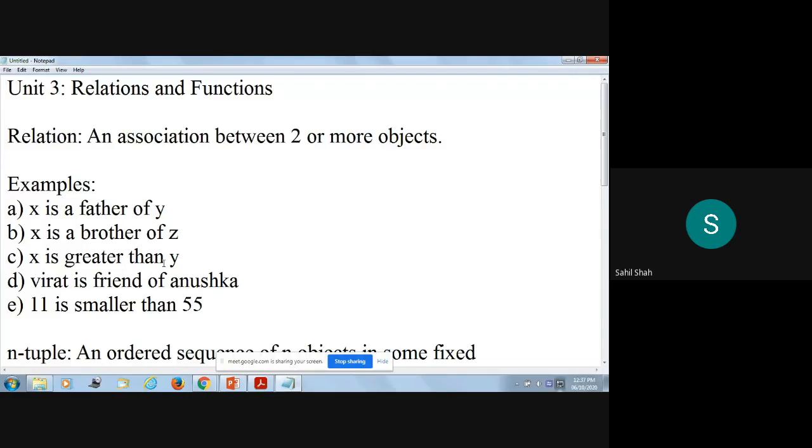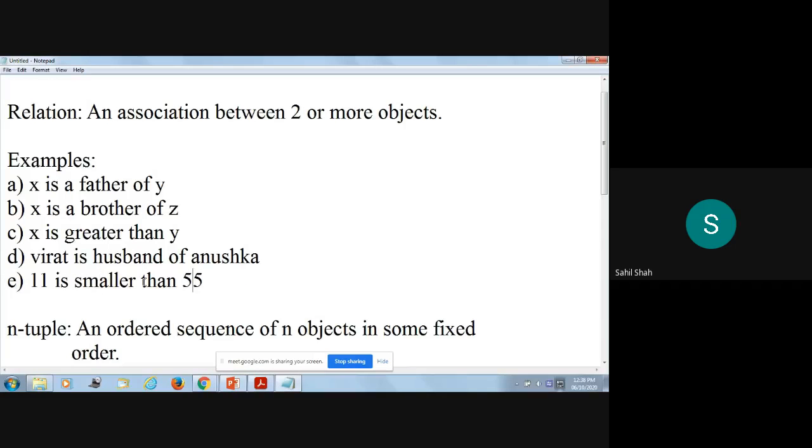If I say Virat is a friend of Anushka, definitely for this case, you could write it in reverse, but that will not be applicable for all the examples in real life. Virat is a friend of Anushka, you could say probably Anushka is a friend of Virat, but instead of this, if I write he is husband of Anushka, can we say in reverse? Anushka will be wife of Virat and not the husband. Likewise, in the similar manner, if we say 11 is smaller than 55, the reverse cannot be said to be true.